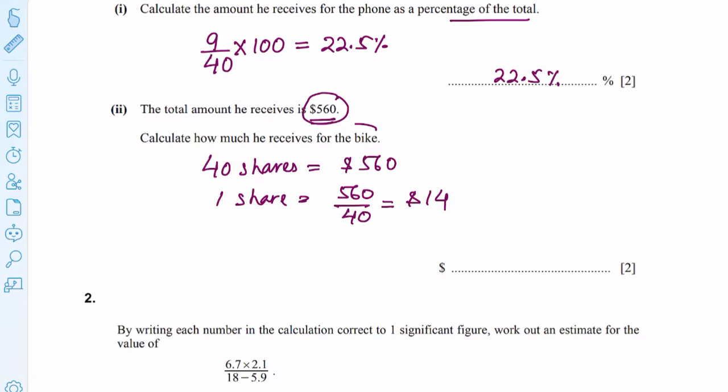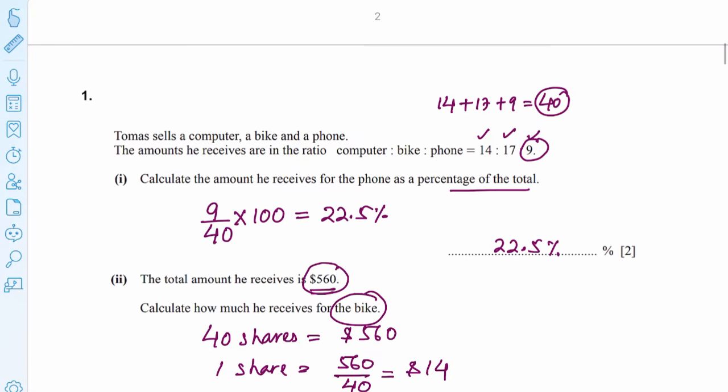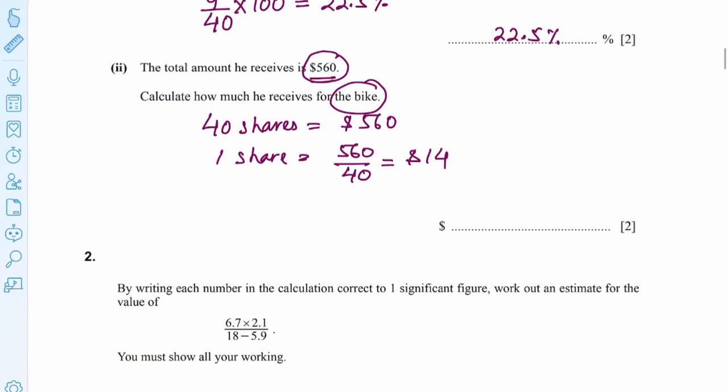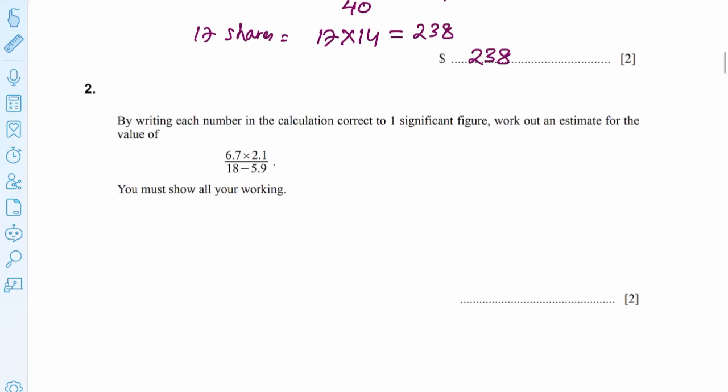And the question is asking about the bike. You can see here for the bike is given 17 shares, right? So we can say for 17 shares, that is 17 times 14, the value should be 238, or we can say $238. Understood everyone clearly?